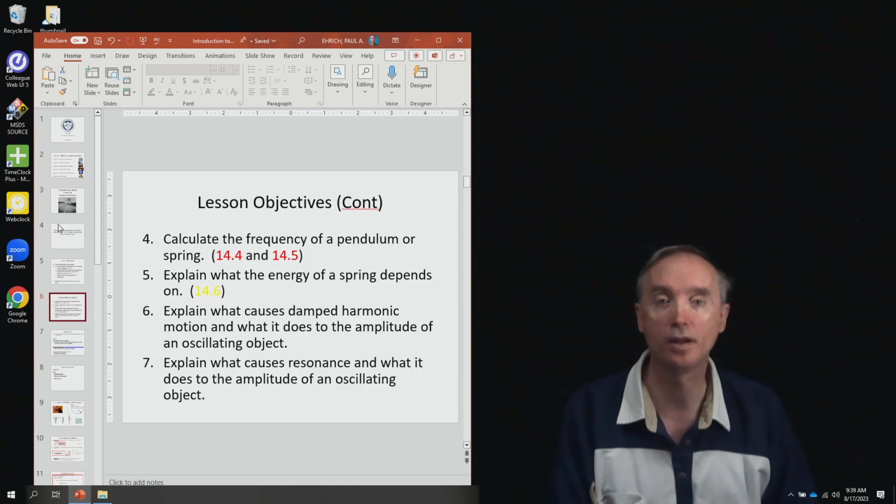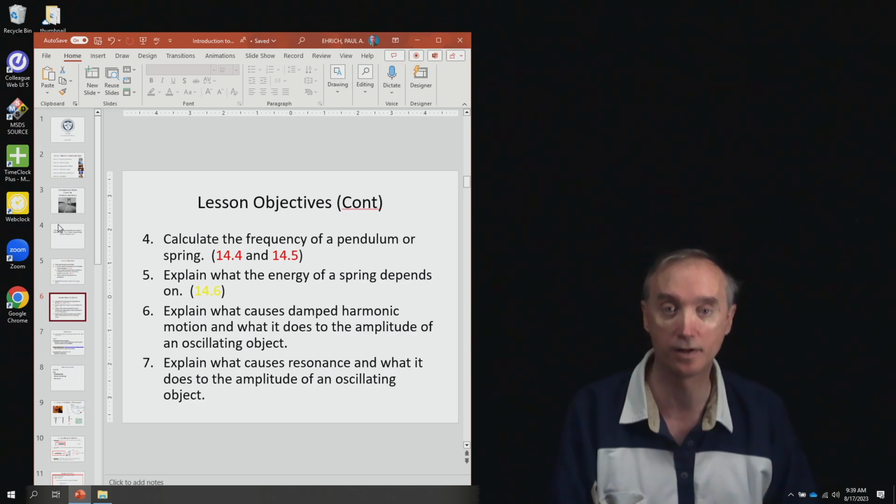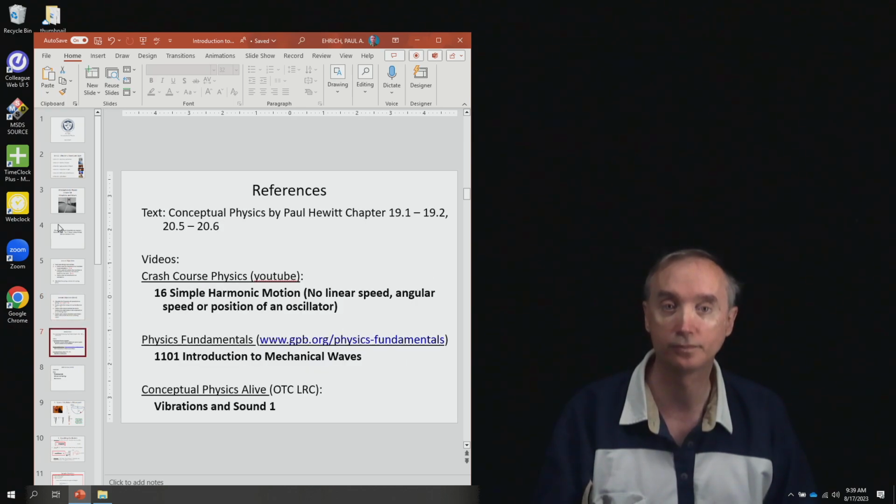Number 5, explain what the energy of a spring depends on. Number 6, explain what causes damped harmonic motion and what it does to the amplitude of an oscillating object. And then number 7, explain what causes resonance and what it does to the amplitude of an oscillating object.